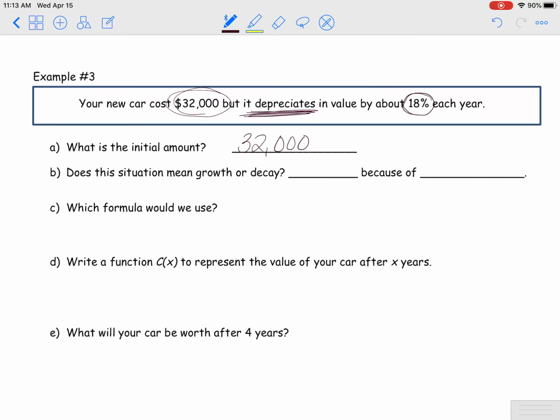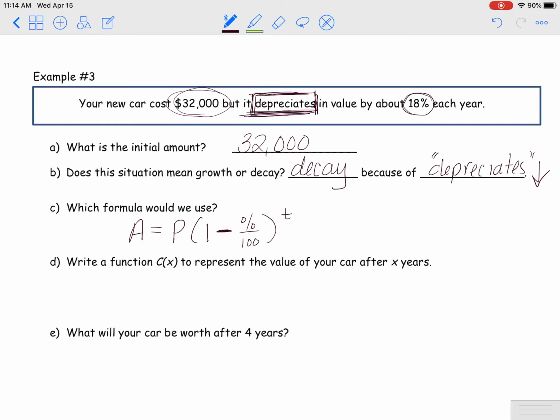Does this situation mean growth or decay? Well, according to my little cheat sheet from my notes, depreciates means to decay because of the word depreciates. So which formula would we use? So that means for this formula, instead of the plus, we're going to use the subtraction sign because, again, this value is going down. Same thing, percent over 100, raised to the t.